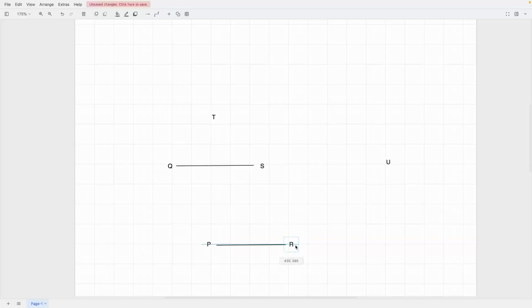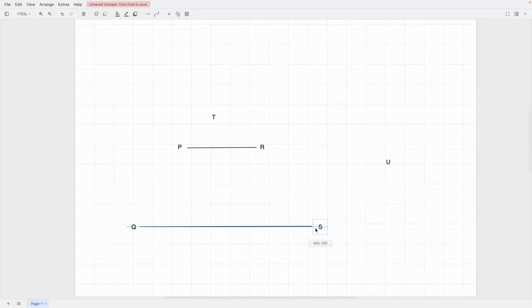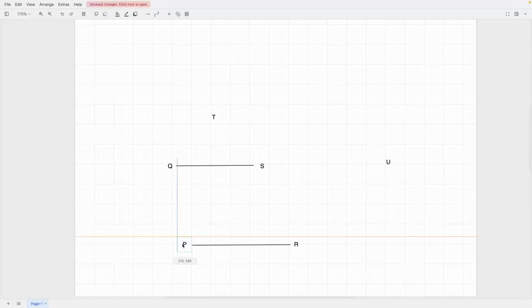Or I could do it this way: I take this PR, bring that to the top, take this QS and bring that to the bottom, right? If this is the triangle I am forming, in that case P is not on the side opposite to T, so this kind of arrangement cannot happen. In the previous case P and R were taking these sides; over here Q and S are taking the other side. So this kind of arrangement is not possible. Then P and R must come over here like this, right?